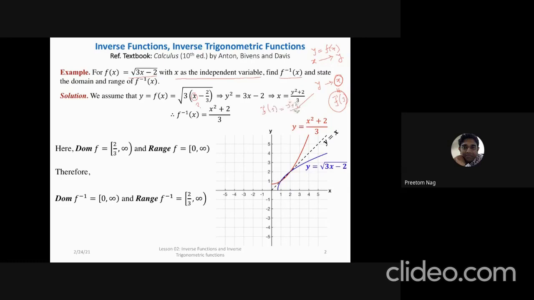So we have some convention to write down a function with the variable x, right? F inverse of y means it's a function of y. So if I want to say f inverse x, the inverse function in terms of x, I should then change the variable y to x. That's it. So f inverse of x will be (x square plus 2) by 3.